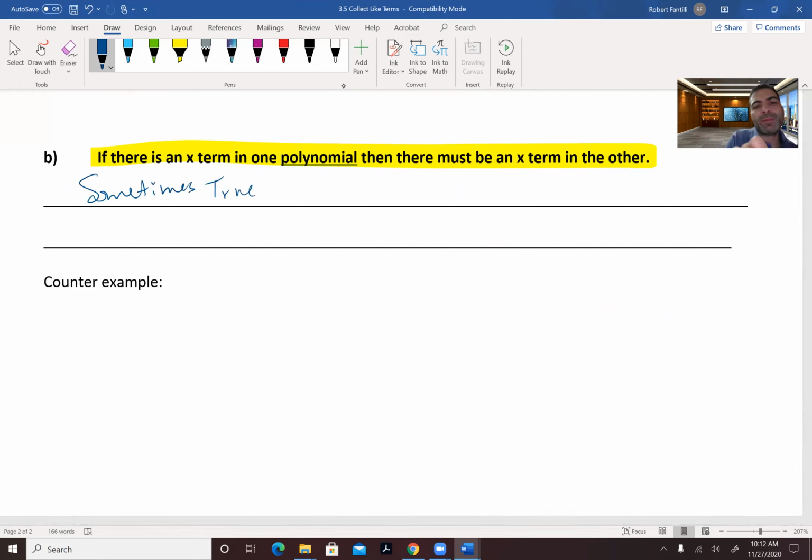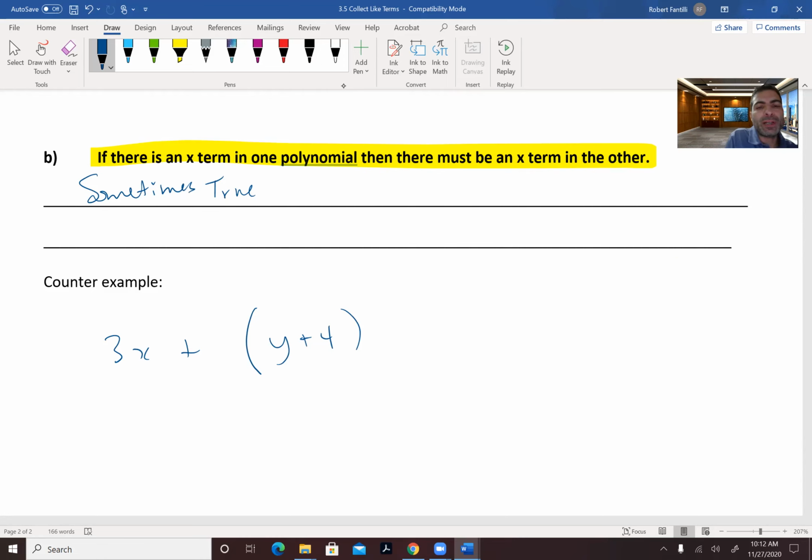The reason why it's sometimes is because it doesn't have to be. It could be, but doesn't have to be. So for example, if I had 3x plus y plus 4. Now we're not dealing with monomials anymore. That was the other statement, right? It just says 2 polynomials are added. So the polynomial could be a monomial plus a binomial. It could be a trinomial plus another trinomial. There's a whole slew of different examples we can get here.